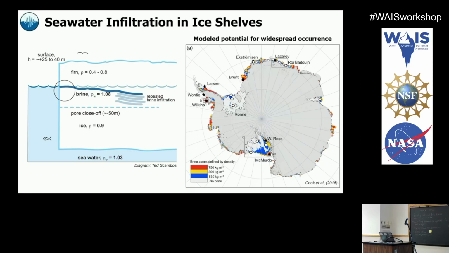In particular, I want to point out the red regions, which are areas where the firn density at sea level is modeled to be less than 750 kilograms per meter cubed. So that suggests it should be permeable even by the most conservative standards we have. So you can see there's this really big delta between the modeled plausible extent of seawater infiltration and the observed extent, just due to the sparsity of the observations we have.